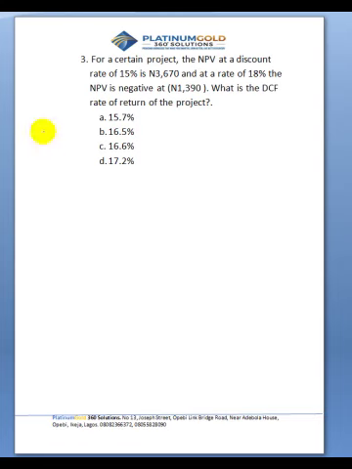So let's use this to work IRR. IRR is equal to, okay, lower rate, plus NPV1 all over NPV1 plus NPV2, right, times higher rate minus lower rate.